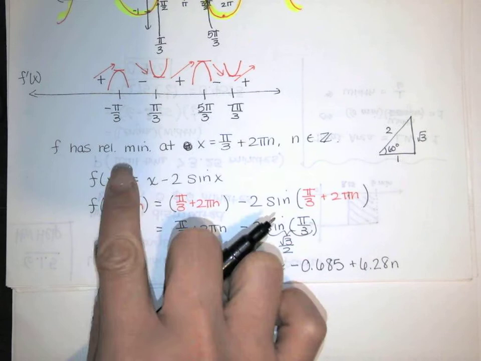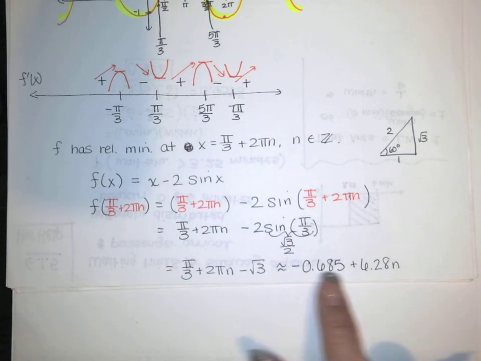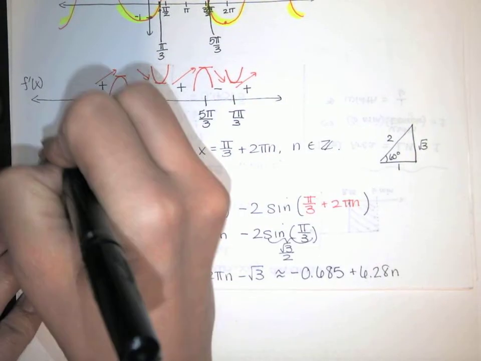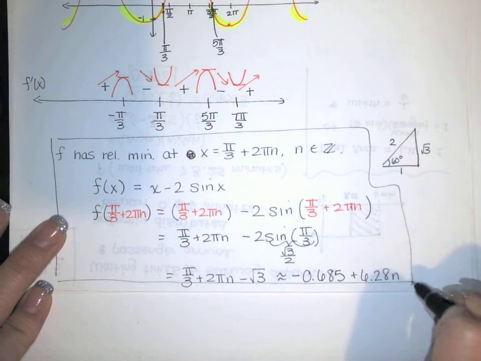Okay, and those are all relative mins. At these x values, we get these y values. We're going to use that to graph the function in a little bit. Okay, so those are our relative mins. It's a lot of writing just to state the relative minima.